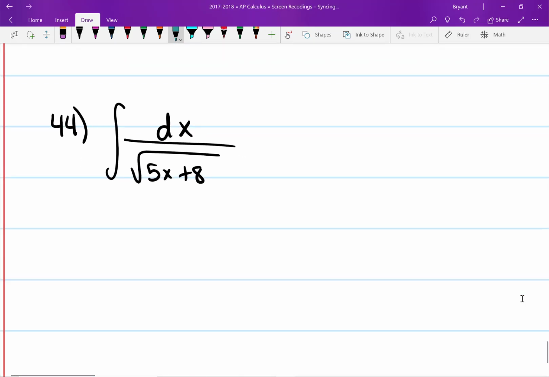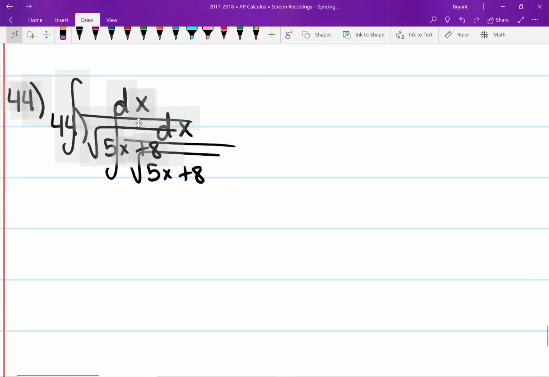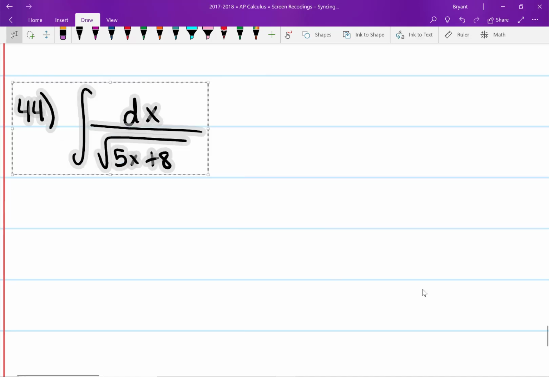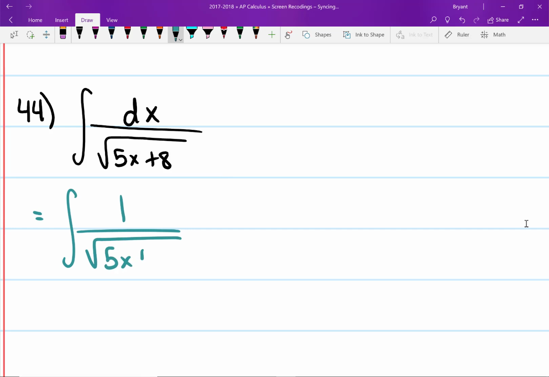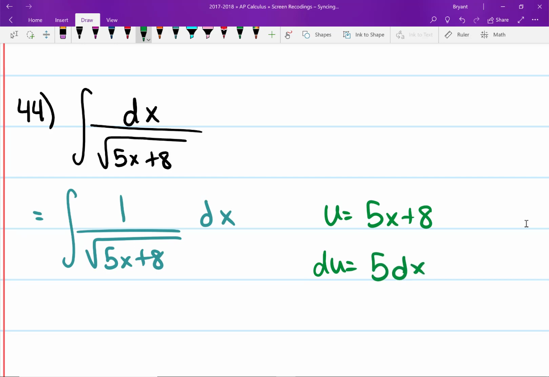Alright, last but not least, number 44. I actually think this one is a little easier than number 43. Whenever I have to deal with the integral of tangent, I don't necessarily like it. But, nonetheless, here we go. Again, I do recommend, whenever dx is in the numerator, to rewrite this as 1 over the square root of 5x plus 8 dx. So now I'm going to let u equal 5x plus 8. So du is going to be equal to 5 dx. I don't have a 5 dx, so I'm going to go 1/5 du is equal to dx.